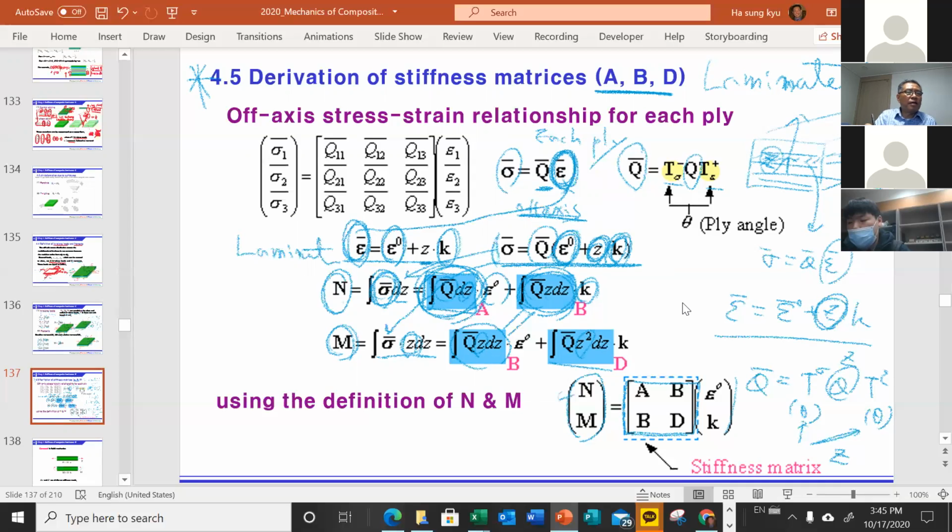Remember, this N is 3 by 1, and M is 3 by 1, and epsilon 0 is 3 by 1, and this is 3 by 1. And the ABD matrix is all 3 by 3 and 3 by 3. Why? Because A is defined by this term, and Q is 3 by 3. So this ABD matrix makes a 6 by 6 matrix. So this is a stiffness matrix.